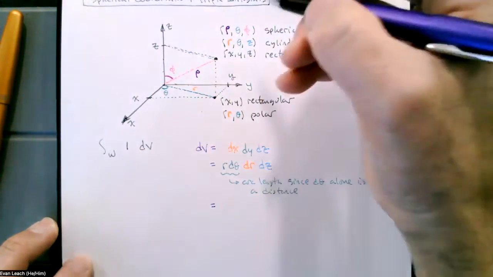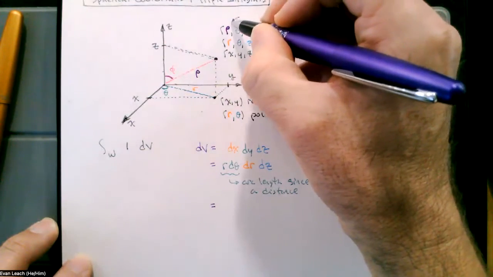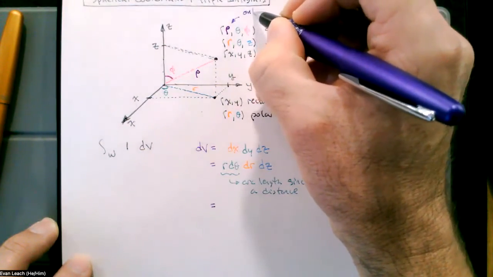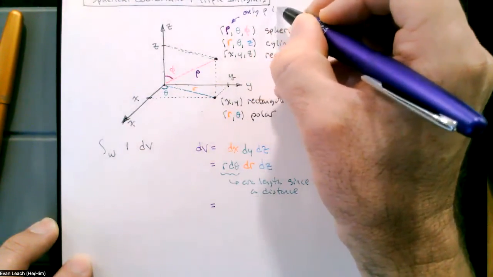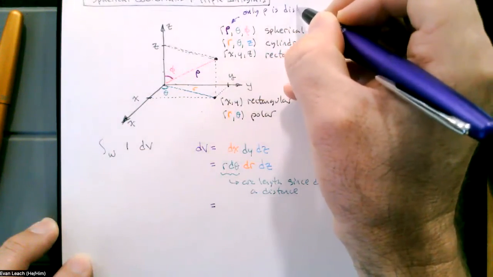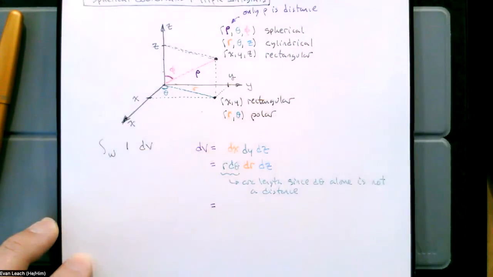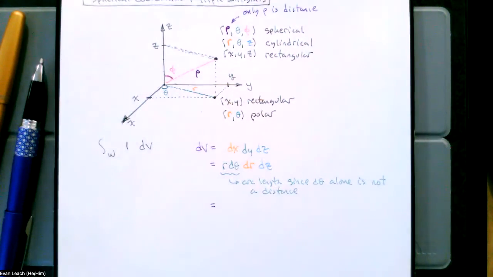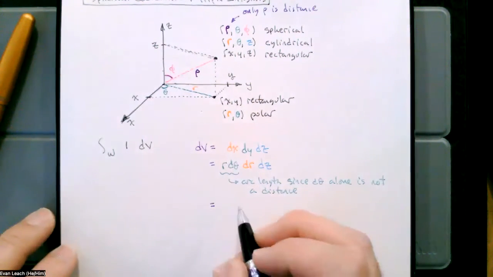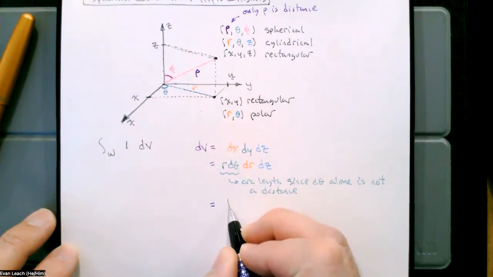So rho is distance, but only rho is distance. So in my volume, I can just put d rho, that'll be my length.